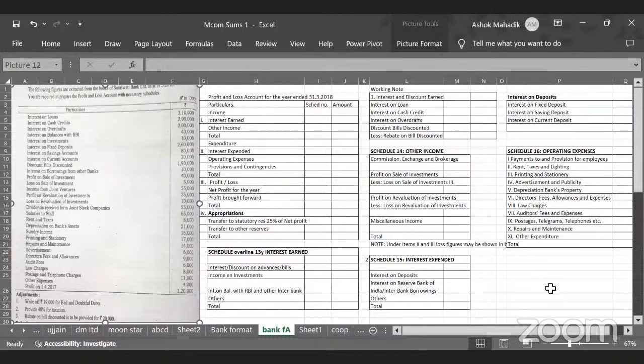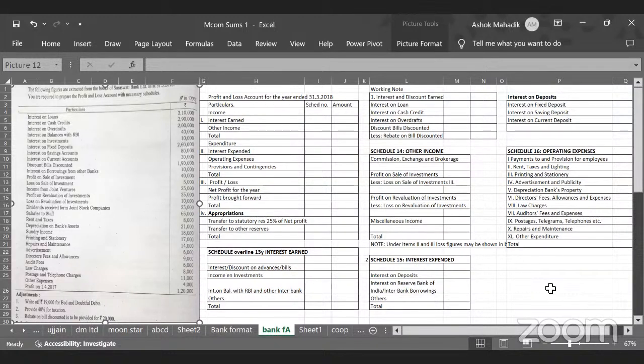Then interest on balance with RBI. Okay, so you have kept a balance with RBI. So RBI will pay you interest. So this is your income. Okay. Then interest on investments. Again, this is your income. Okay. So we'll go to schedule number 13.